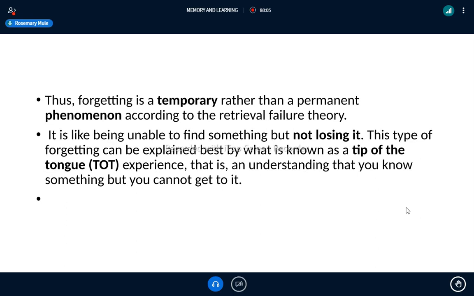And therefore, we are saying forgetting is a temporary rather than permanent phenomenon, according to the retrieval failure theory. It is like being unable to find something but not losing it. This type of forgetting can be explained best by what is known as the tip of the tongue experience. That is an understanding that you know something but you cannot get to it.